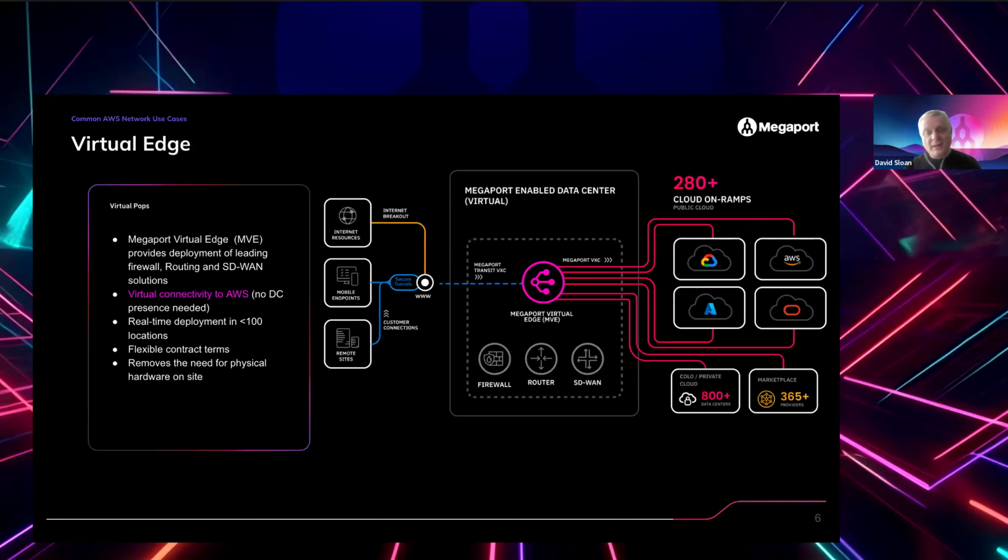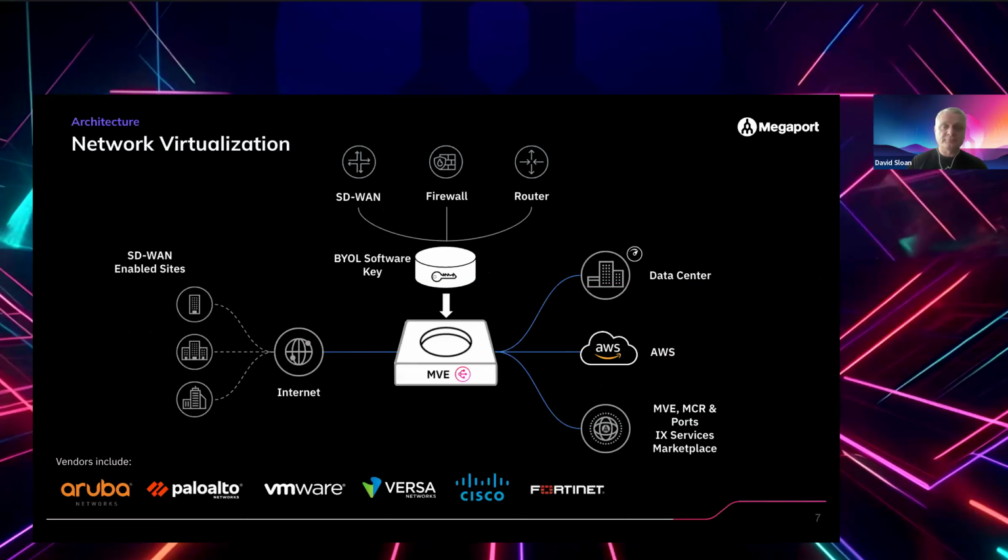MVEs are strategically located where multiple cloud on-ramps exist. Therefore, they're great for native cloud-to-cloud working, offering very low latency and privacy, as well as being great for data center to cloud or cloud-to-cloud migrations.